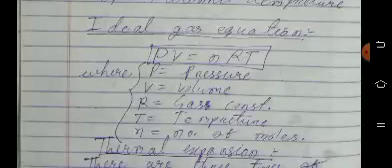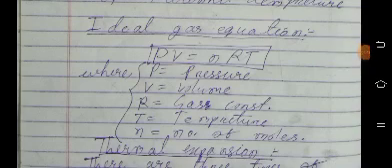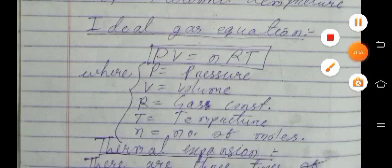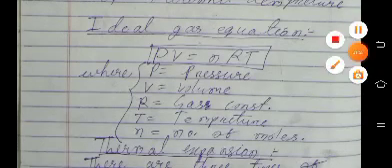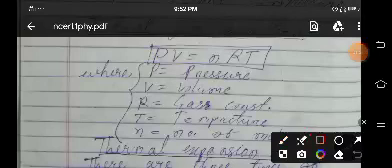Next, guys, we are discussing the ideal gas equation. The ideal gas equation is PV = nRT, where P is pressure, V is volume, R is the gas constant, n is the number of moles of gas, and T is temperature. So, guys, you can note down some of the following points.